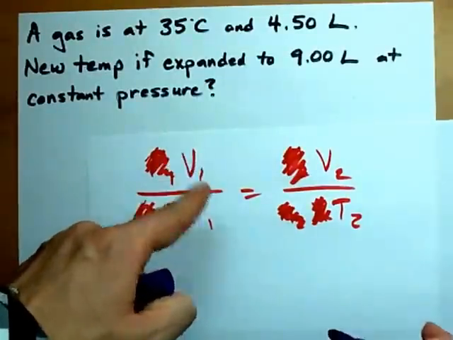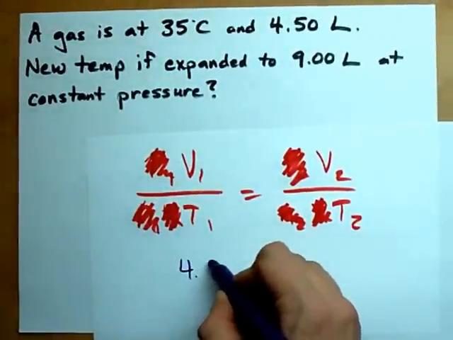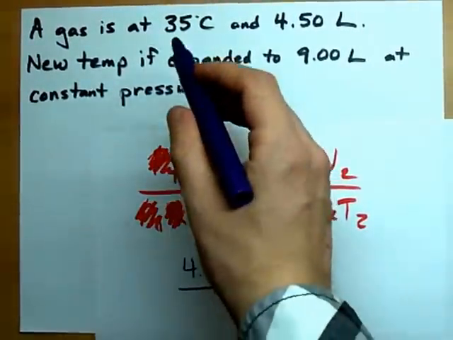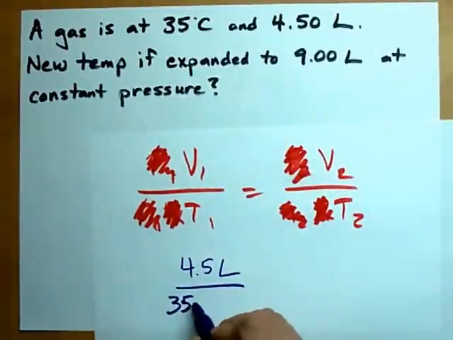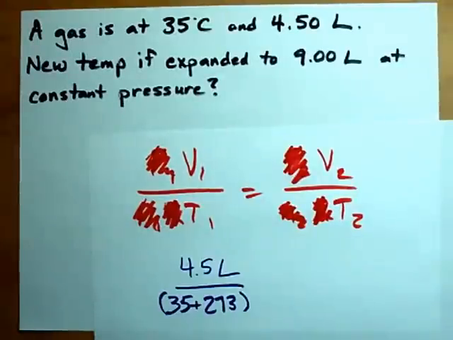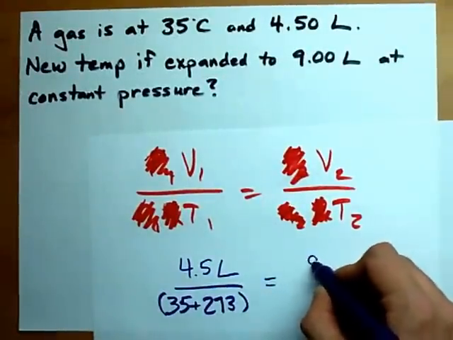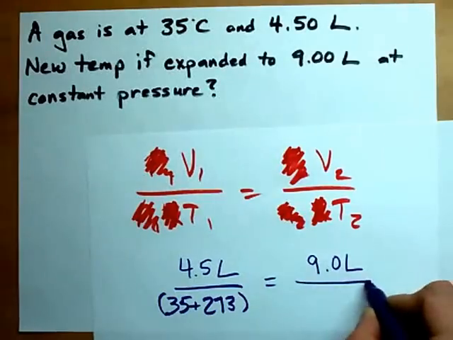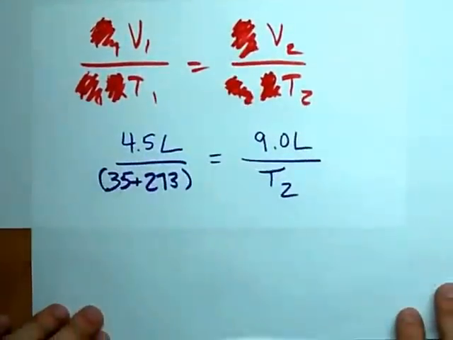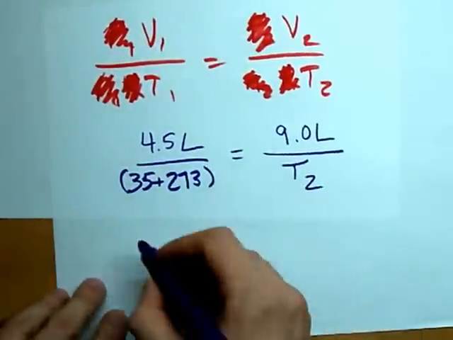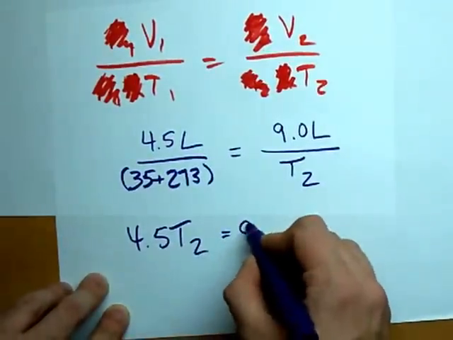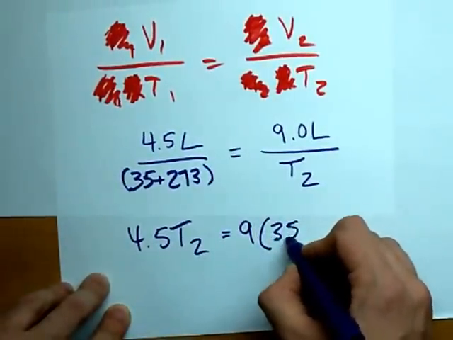Let's take a look. My first volume turned out to be 4.5 liters. My first temperature turned out to be 35 degrees Celsius. Now, to convert that to Kelvin, I need to add 273. My final volume is 9 liters, and my final temperature is what I'm looking for. Now we just need to solve this equation. I'm going to cross multiply. 4.5 T2 is equal to 9 times whatever that turns out to be.